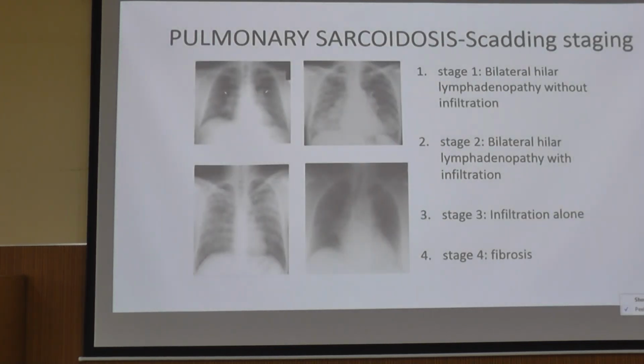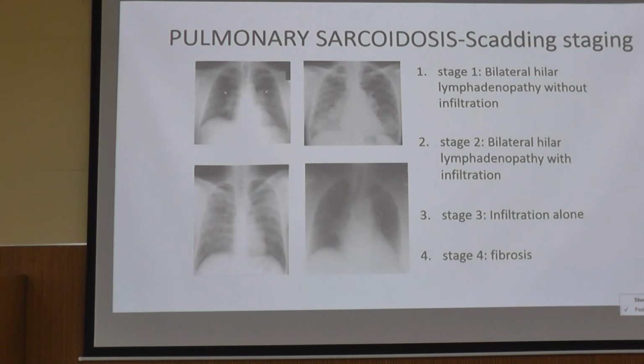Okay. So this is scanning staging, described very early in 1960. You have stage 1, stage 2, 3 and 4. Stage 1 is just finding a bilateral hilar adenopathy without any infiltration. Stage 2 is the same with infiltration. In stage 3 only infiltrates are present, which can be seen in the X-ray. And stage 4 is presence of fibrosis.